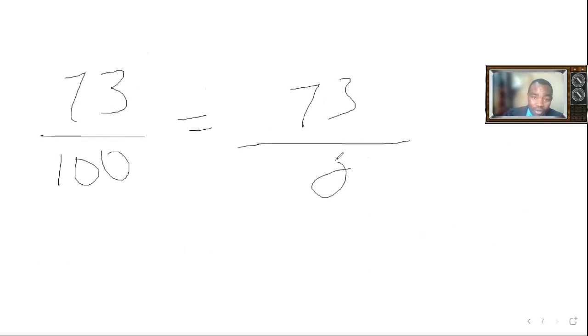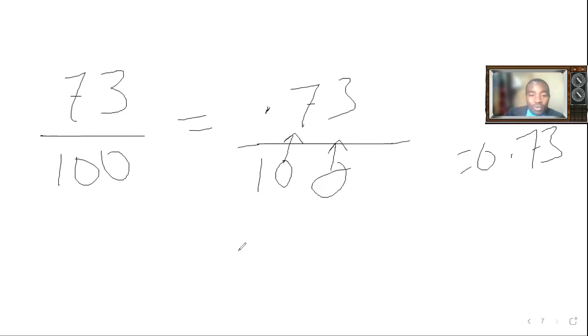Similarly, if you have 73 divided by 100, then you say this 0 goes to this number, the second 0 goes to 7, and the 1 goes into a decimal. So you end up having 0.73. So that is the beauty of dividing by a multiple of 10.